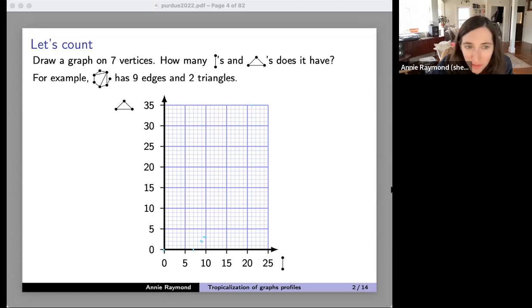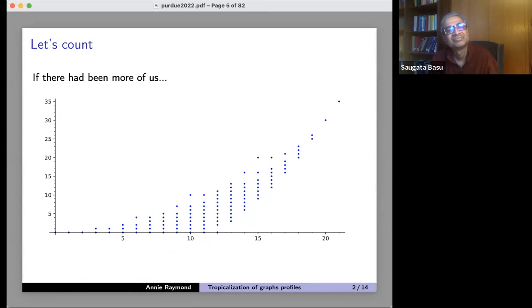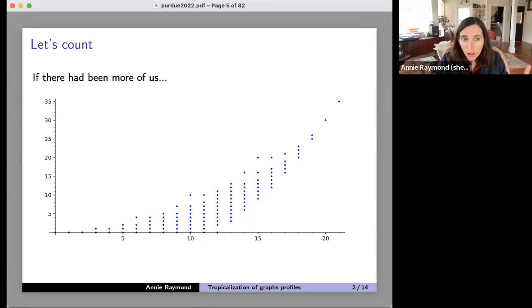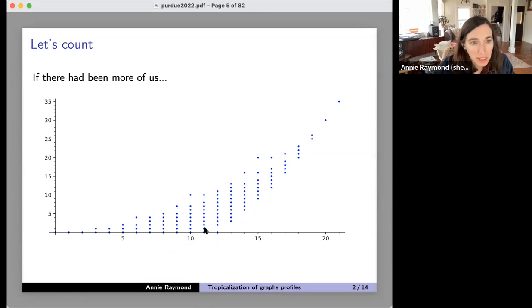All right, so we could each come up with a graph. And if there were more of us, we could come up with even more graphs. And so we could ask, where will all these points fall? If there were enough of us, this is what we would get. If I were to draw all graphs on 7 vertices and count how many triangles and how many edges they have and plot that, I would get one of these points.